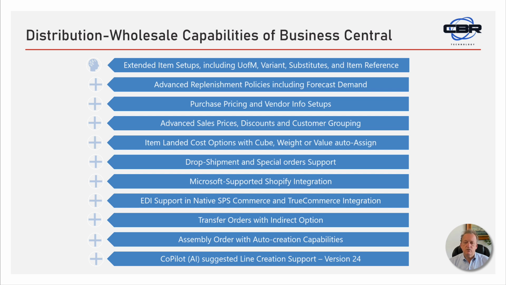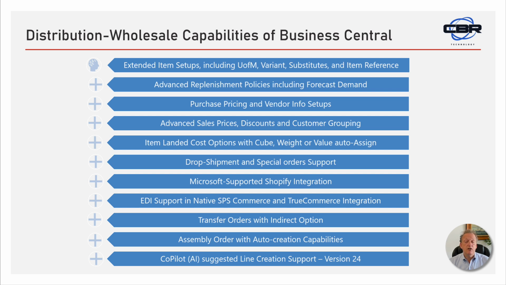Of course, the ability to transact a transfer order that allows you to move product from one warehouse to the other, including an indirect option where you have to go via an LTL carrier or some other shipping carrier in between, which will introduce a multi-day delay. The ability to create assembly orders that are auto-created based on sales transactions is also part of this system configuration.